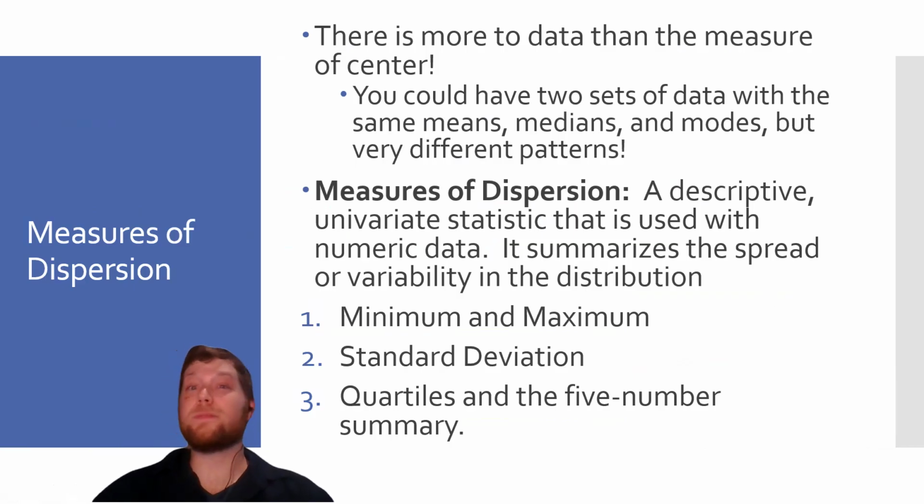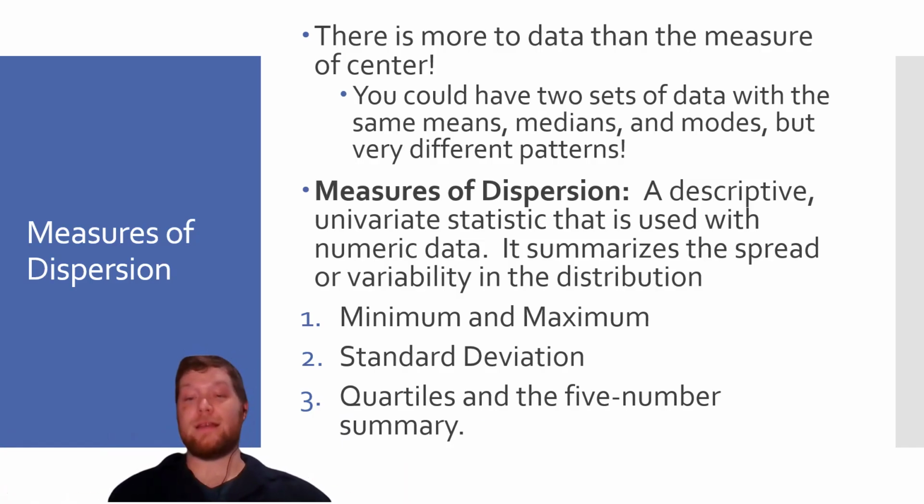Now, there's more to the data than just the measure of center. You could have two sets of data with the same means, the same medians, and actually the same modes, but very different patterns. And so you have to be able to distinguish what's really going on. Another way to help distinguish that is through these measures of dispersion. Measures of dispersion are basically a descriptive univariate statistic used with numeric data. They summarize the spread or the variability of the distribution. Basically, how much does the data vary?